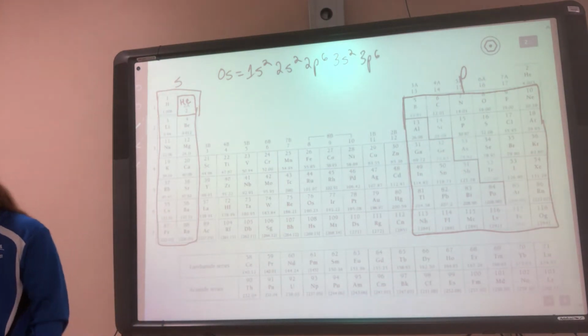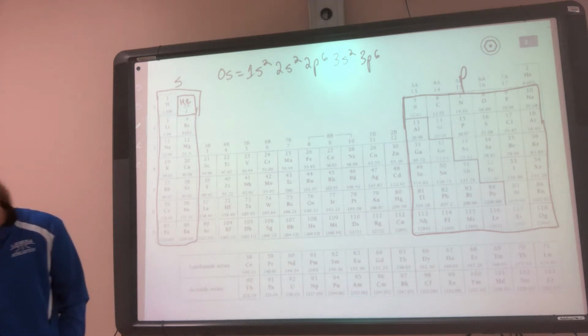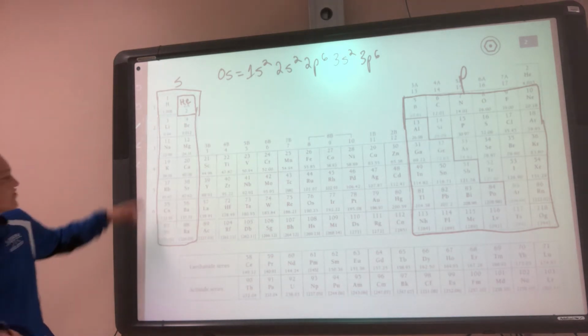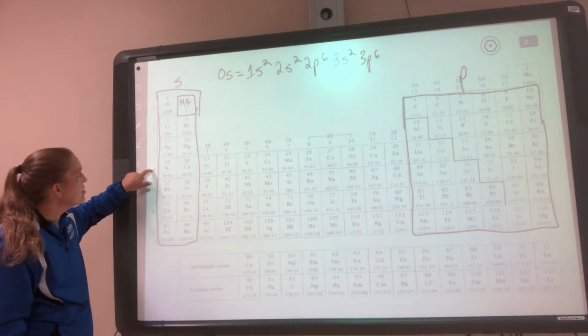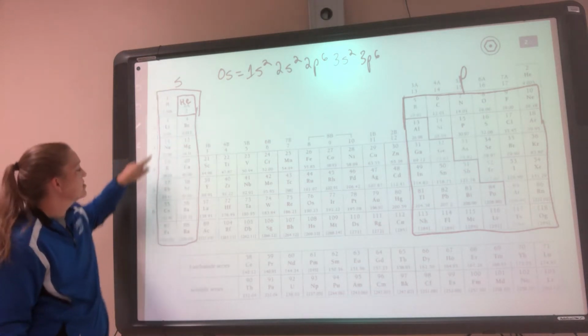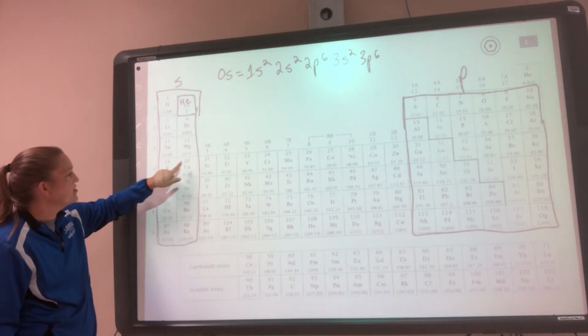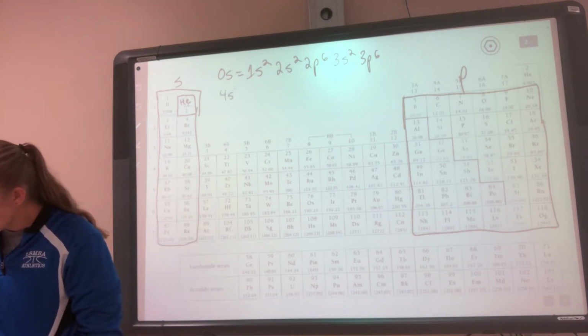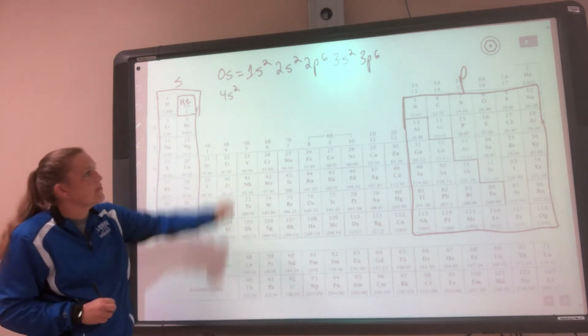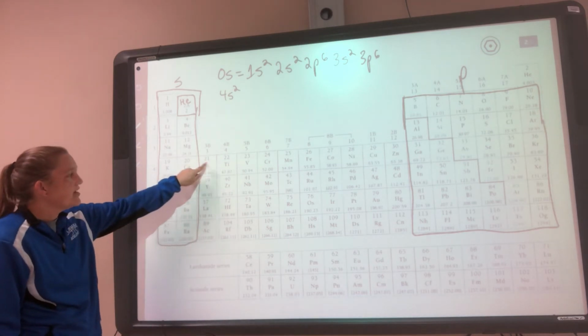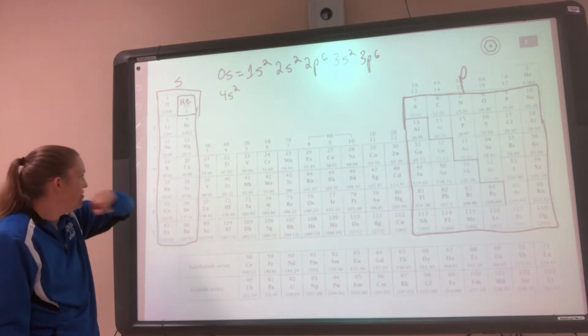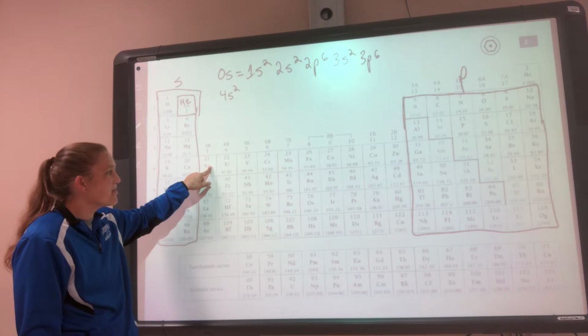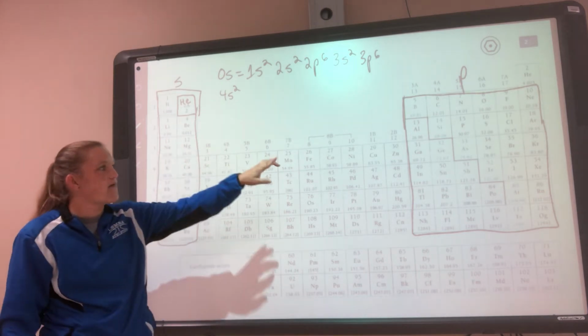All right, next. Now I've done 3p6, so now I'm over here. I'm in the 4, this is 4s, so 4s, 1, 2. And if you start to run out of room, you can just drop down and keep going like that. So 4s2. Now we're here. So let's look at what block this is. We said this was the s, that was the p.